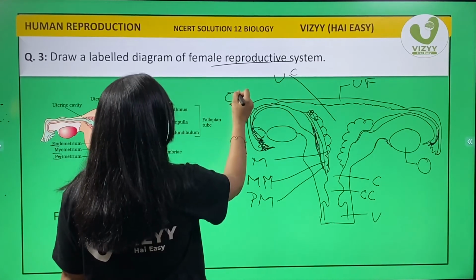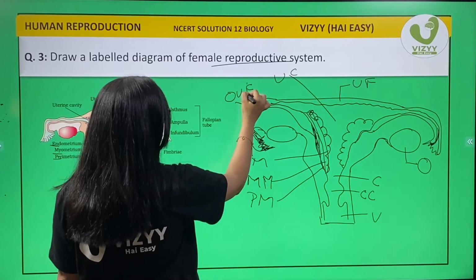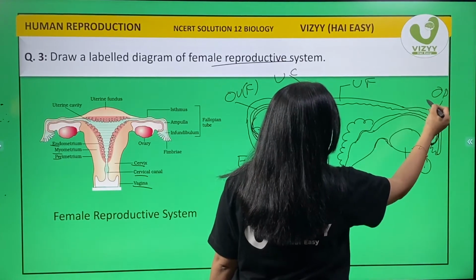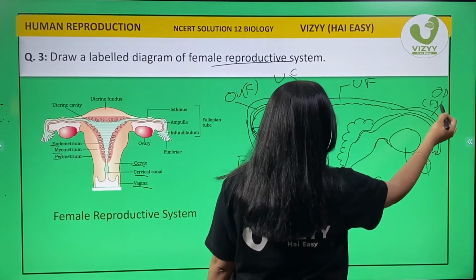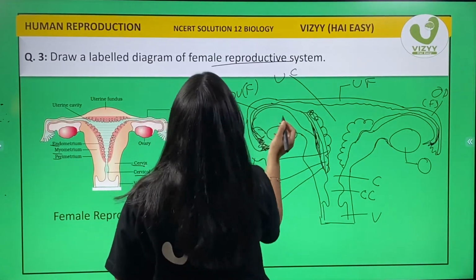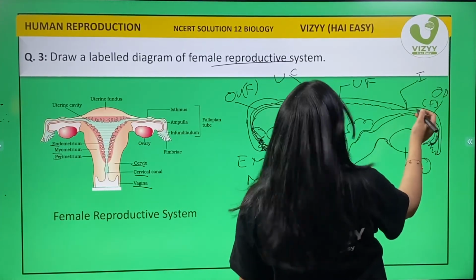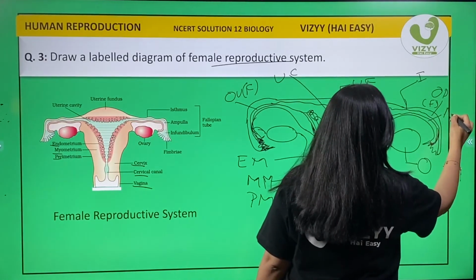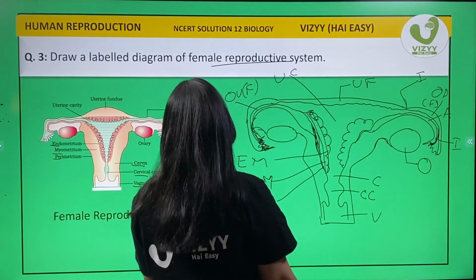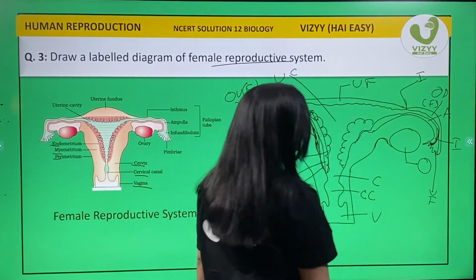This is your oviduct or fallopian tube. Here, oviduct or fallopian tube. Now, within the fallopian tube, we have, this is isthmus, right? The arch is ampulla and this is infundibulum. Lastly, the finger-like projections are known as fimbriae.